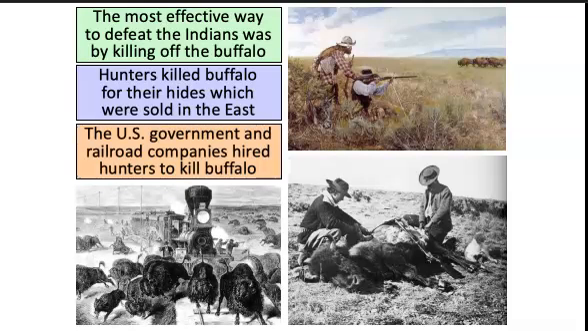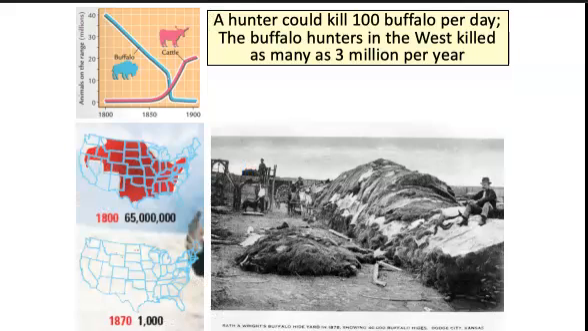The U.S. government, as well as railroad companies, had hired hunters to specifically kill buffalo. The buffalo herds were a menace to trains as they crossed the continent on the newly constructed transcontinental railroads. A good hunter could kill 100 buffalo in a day, and buffalo hunters in the West killed as many as 3 million per year. We can see literally the stacks of buffalo hides in the picture on the bottom right-hand side.